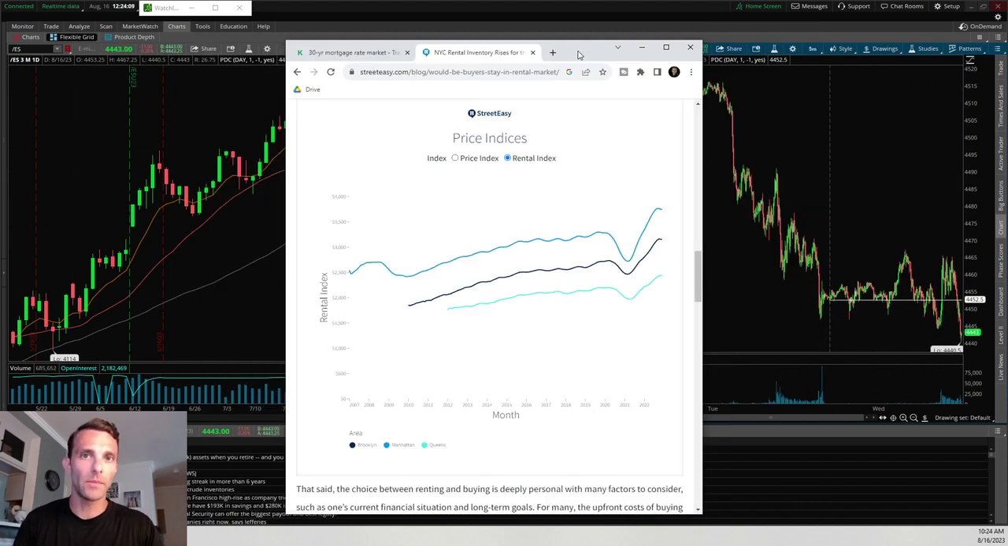So that was a good example on the 30-year mortgage rate. Now let's talk about NYC rents using a little bit of research. This is an interesting graph on StreetEasy that shows the rental price index. As you can see from 2021, it's just consistently gone up. Rent is getting very expensive, and the historic graph shows that it continuously just increases in price.